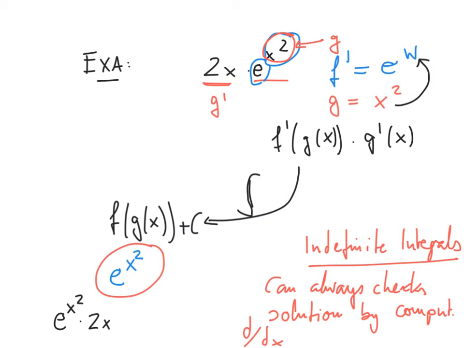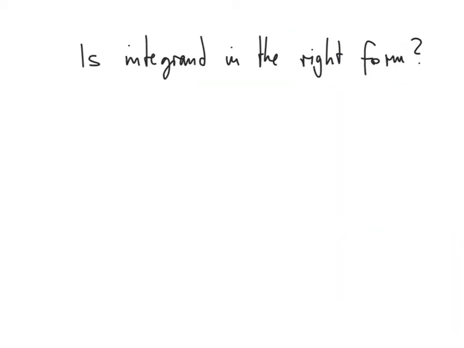So just a little hint or trick here. Before we do more examples, I wanted to go over this crucial step, or practice this crucial step, identifying whether the integrand is in the right form. So right form meaning it has to be of the form f prime of g of x times g prime of x.